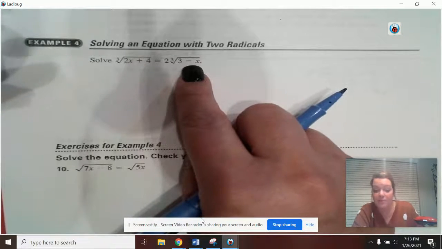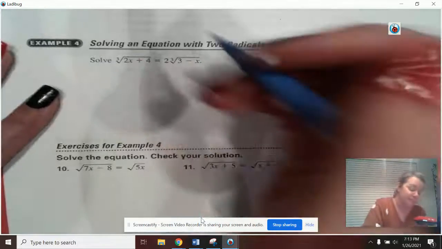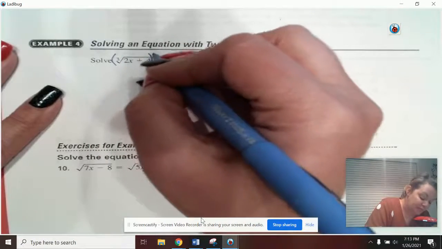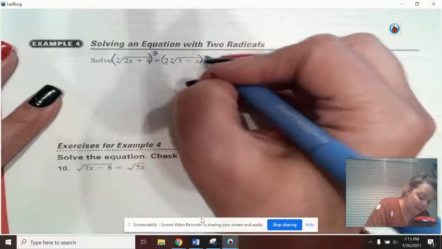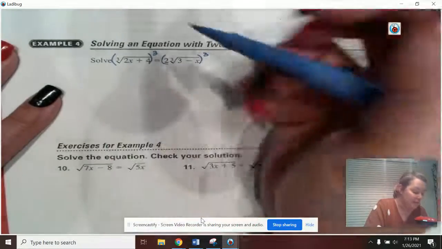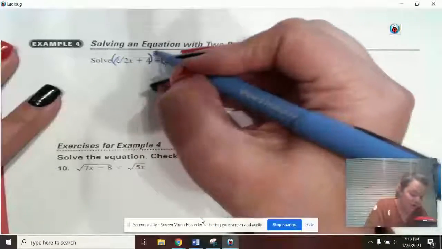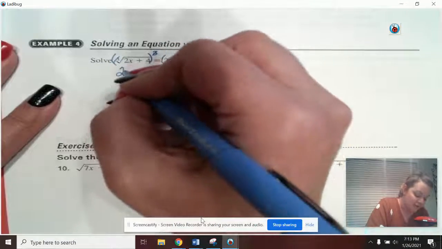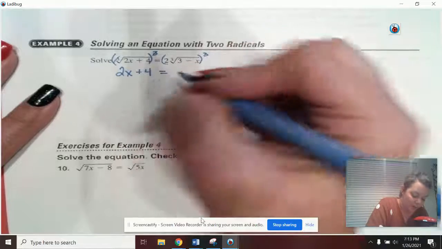And the way that we're going to get rid of those cube roots is we're going to cube both sides. So let's do that and get rid of the cube roots, okay? We just have to be careful over here. So on the left, I've got the cube root and cubed cancel each other out. So 2x plus 4 equals.